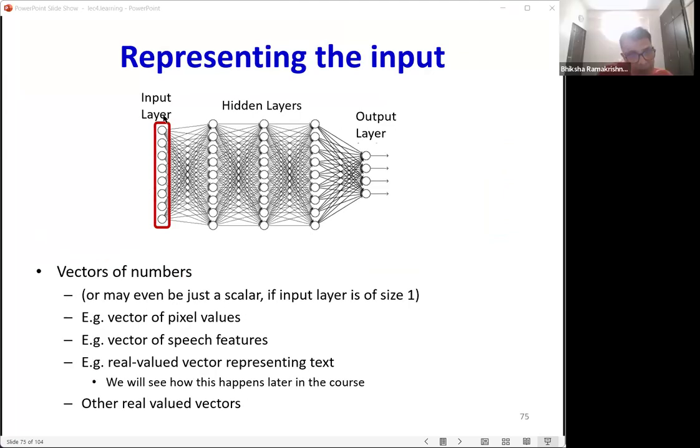So what about the input? The input is a vector of numbers. Or it could even be a scalar if the input size is 1, right? For example, it could be a vector of pixel values, or a vector of speech features if you are working on speech signals. Or if you're working on text, text is obviously not numeric, so we will somehow have to derive a real valued vector to represent the text. We'll see how later in the course, but eventually this thing has to be a vector of numbers.